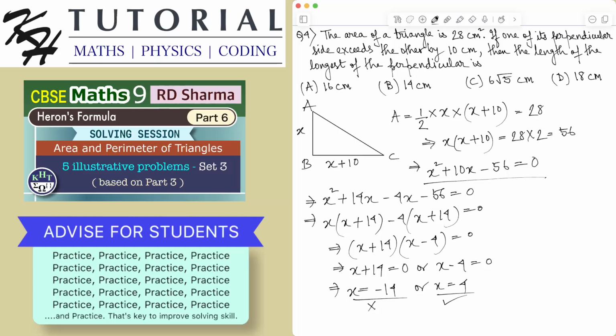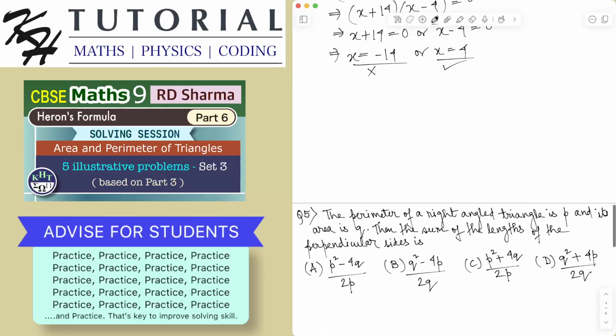So obviously the longest perpendicular side is BC, which is x plus 10. x is 4, 4 plus 10, this is 14. So 14 centimeter is the length of the longest perpendicular. So the correct choice is B. B is the correct choice.